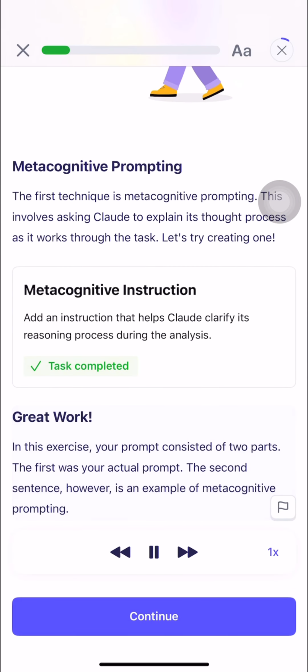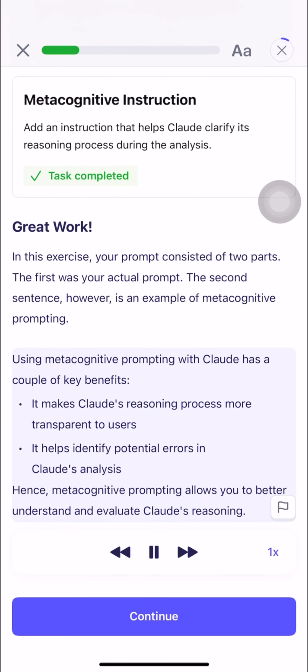Great work! In this exercise, your prompt consisted of 2 parts. The first was your actual prompt. The second sentence, however, is an example of metacognitive prompting. Using metacognitive prompting with Claude has a couple of key benefits. It makes Claude's reasoning process more transparent to users. It helps identify potential errors in Claude's analysis. Hence, metacognitive prompting allows you to better understand and evaluate Claude's reasoning.